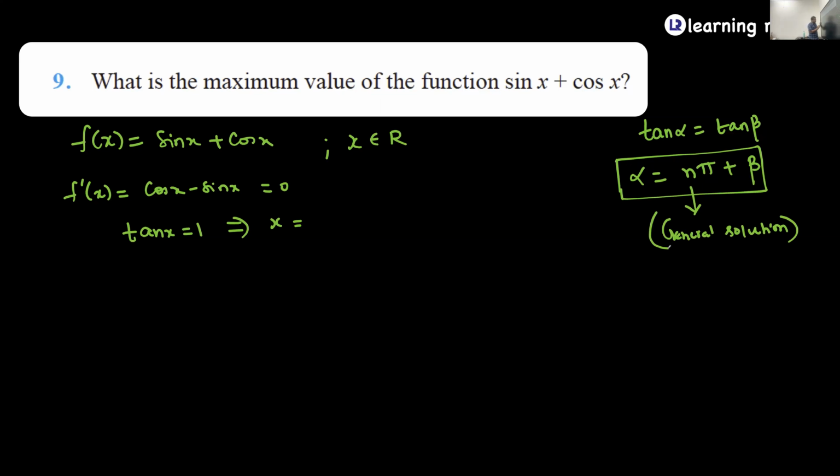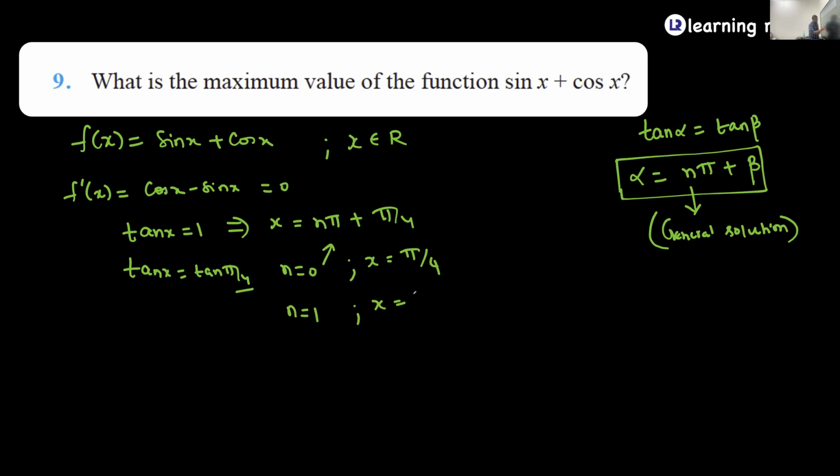So in this case, tan x is equal to 1, no? So basically it means tan x is equal to tan pi by 4. Comparing both, alpha is x. So x is equal to n pi plus beta, and beta is pi by 4. After you write the general solution, you substitute n equal to 0 and you get x equal to pi by 4. If you substitute n equal to 1, you get x equal to 3 pi by 4. If you put n equal to 2, you get 2 pi plus pi by 4. I told you, verify it for one cycle and it will be clear.